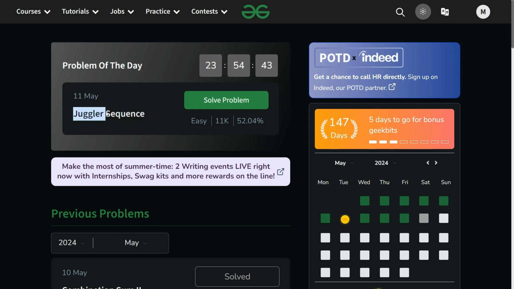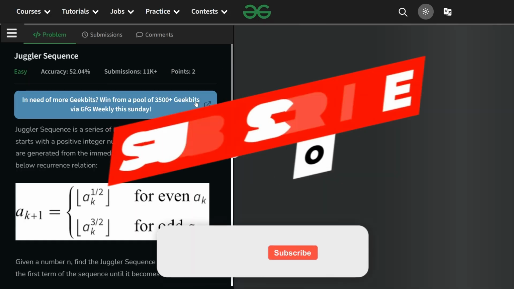So the question of the day is Juggler Sequence, and the question is really easy. I would not even require a pen tab to write and explain, right? The question is really easy. How will I solve it?